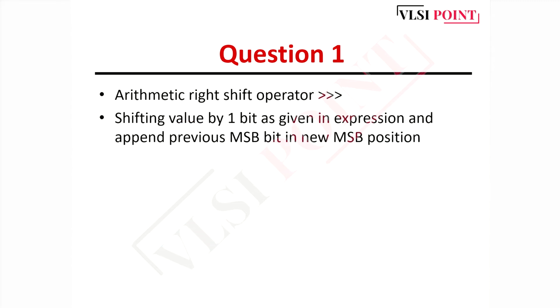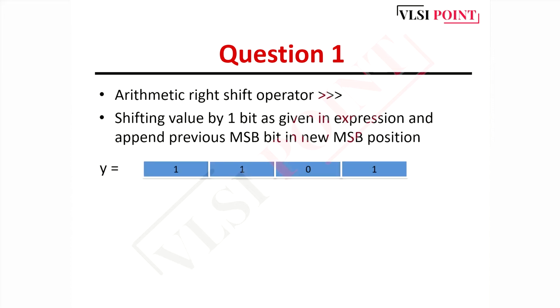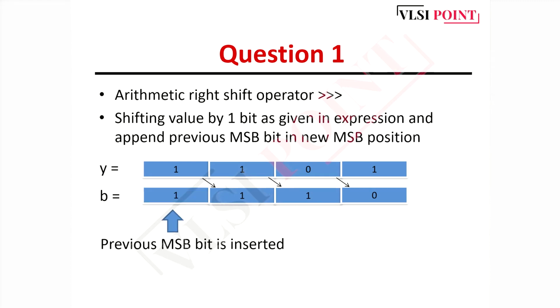Similarly, in the second case, there is an arithmetic right shift operator. So when you shift the given number by 1 bit towards the right side, because of the arithmetic shift operator, the MSB position will be appended with the 1. So here Y is 1101. After shifting, it will be like this, and the MSB bit will be 1 again. So this difference is because of the logical right shift operator and arithmetic right shift operator.